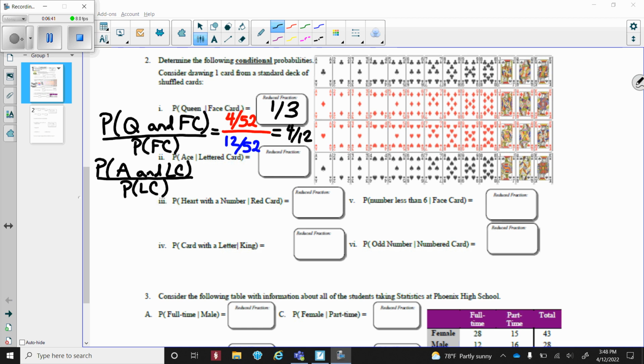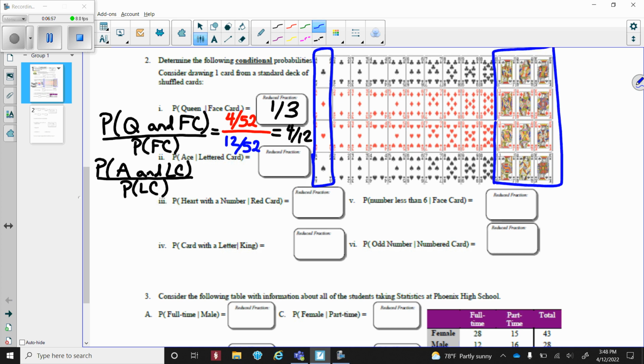First, we need to figure out, well, what is a letter card? A letter card is anything where you see a letter instead of a number. So over here, we have our aces that have an A. And way over here, we have those face cards we saw earlier. They're all still letter cards because we see a J, a Q, and a K. So total, we have 16 letter cards, which means our denominator will be 16 over 52.